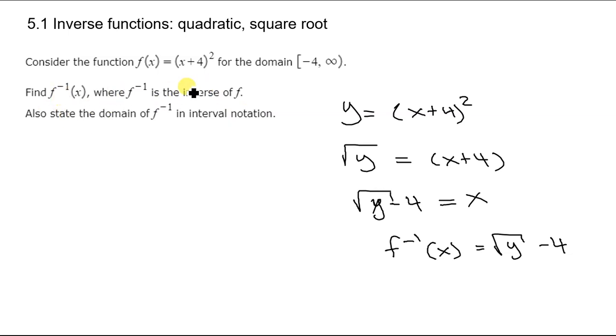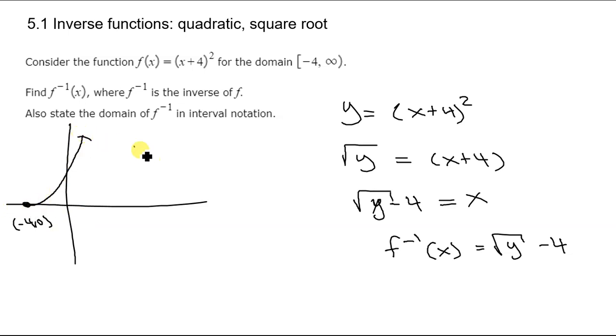Now what is the domain and what is the range of f? Once we know the range of f, then we know the domain of f inverse. Let's draw our picture. This is a translation of the function x squared to the left by 4 units. So the vertex will be here at (-4, 0). The range is still 0 to positive infinity. And the range of f is the same as the domain of f inverse, which is from 0 to positive infinity.